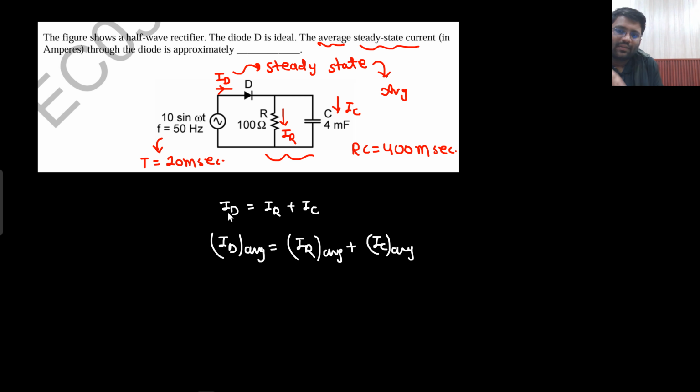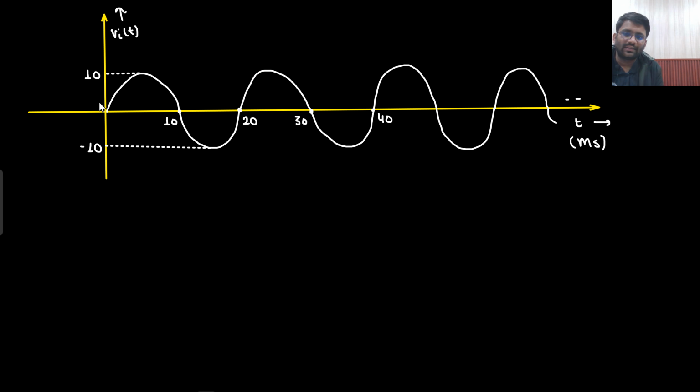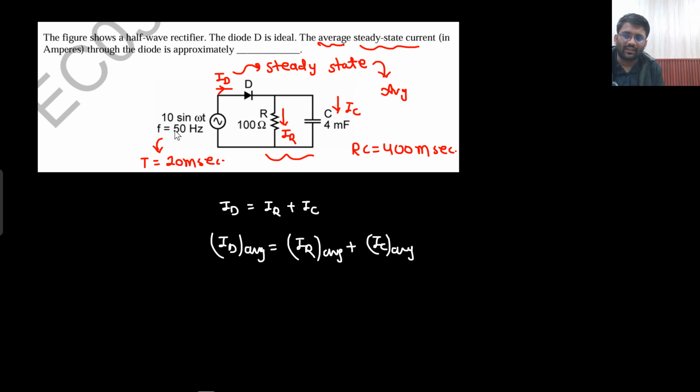Okay. Now can you make this sinusoid waveform? Yes sir. This is how the sinusoid waveform will look like. Time period is 20 millisecond, so this will be 20, this will be 40, this will be 60. In that manner you can make this sinusoid, and peak value is 10 and minus 10. Okay. Understandable? Now what will happen?